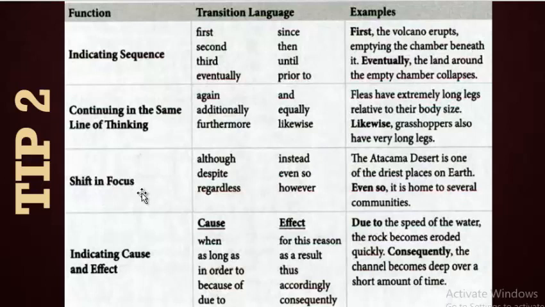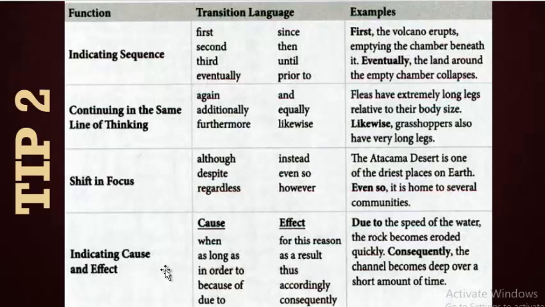Shift in focus. Although, despite, regardless, even so, however. The Atacama Desert is one of the driest places on earth. Even so, it's home to several communities. Despite all these difficulties, the driest desert on earth is home to several communities.